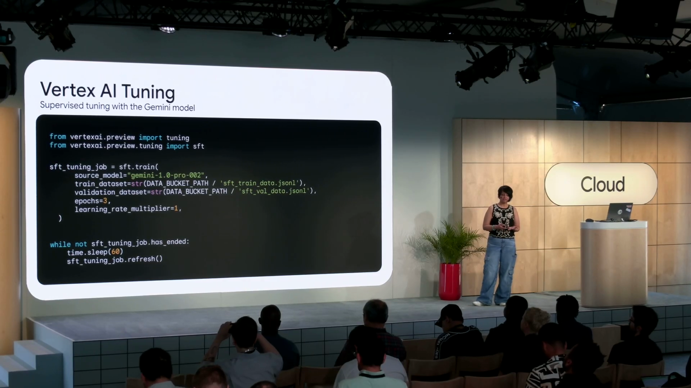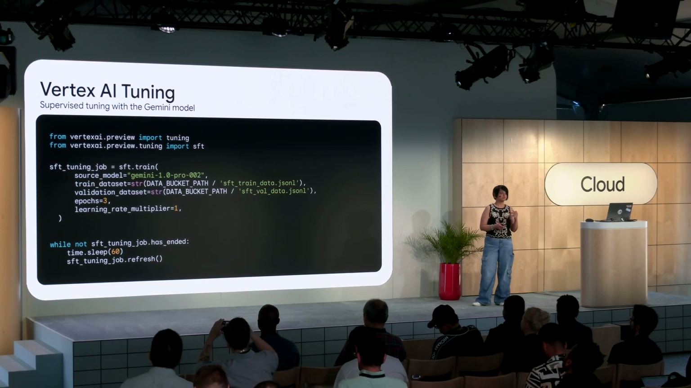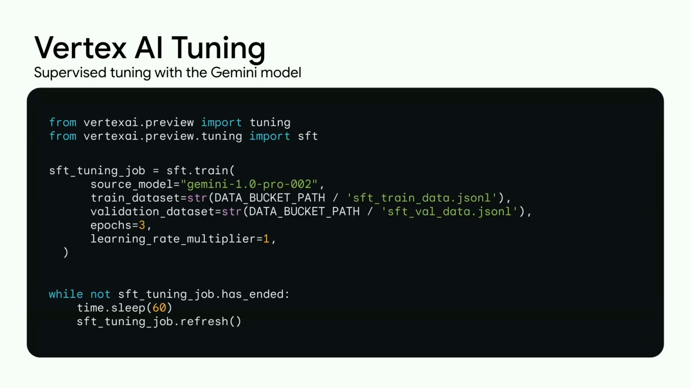So to tune Gemini 1 Pro, now you can also use Vertex AI UI as well as the SDK. And what you see on the screen is an example of what the tuning SDK looks like. And we have tried to make it as simple for you as possible. So the tuning process, this is what that SDK looks like.